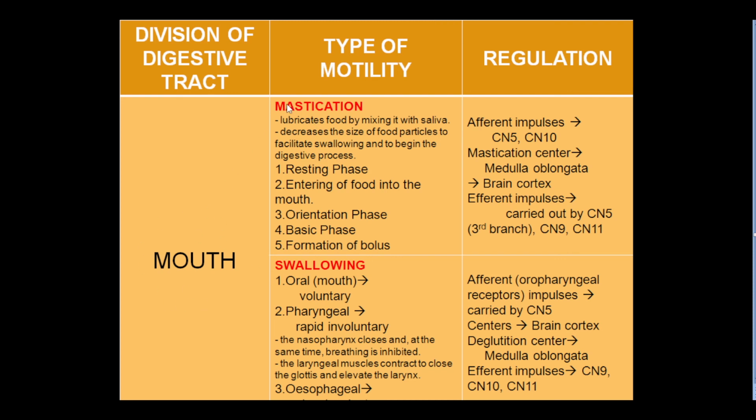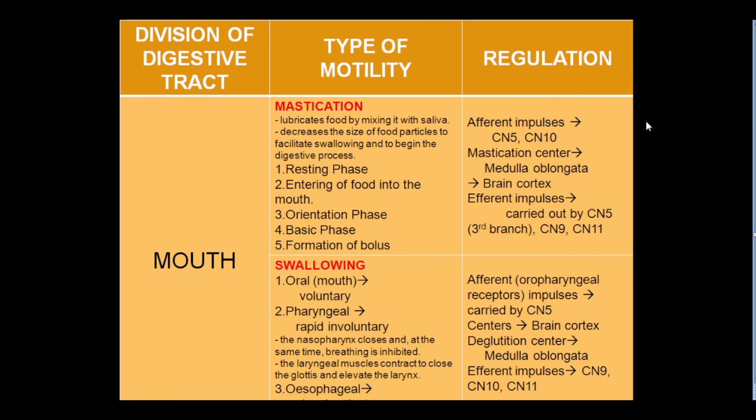In the mouth, you have two types of motility, which are the mastication, motor function, and swallowing. Mastication or chewing is needed to lubricate the food, to mix it with saliva, and to decrease the size. So basically, that's food grinding. You are making the food particles smaller, which will make the swallowing easier, and that basically enhances the digestion.